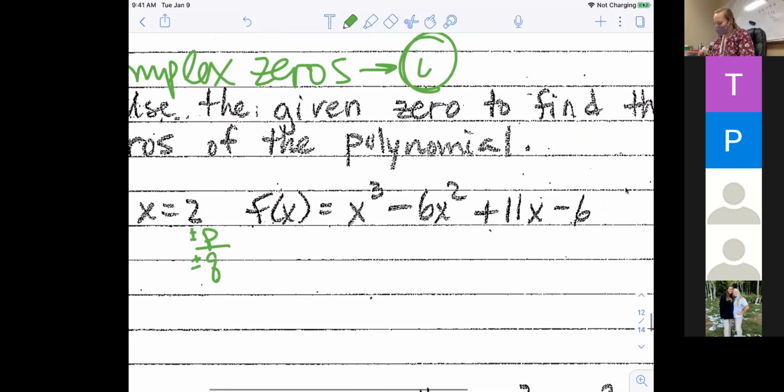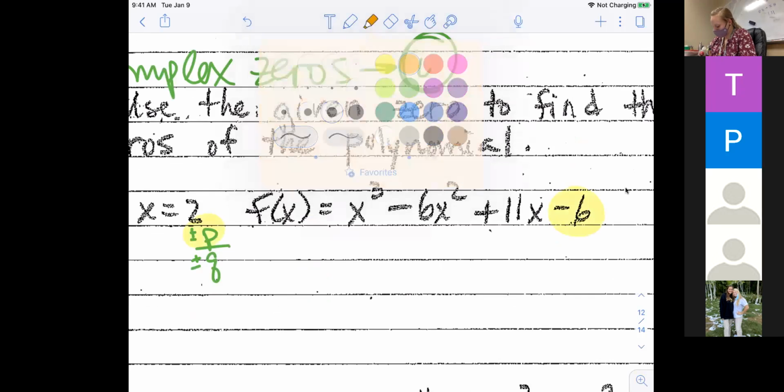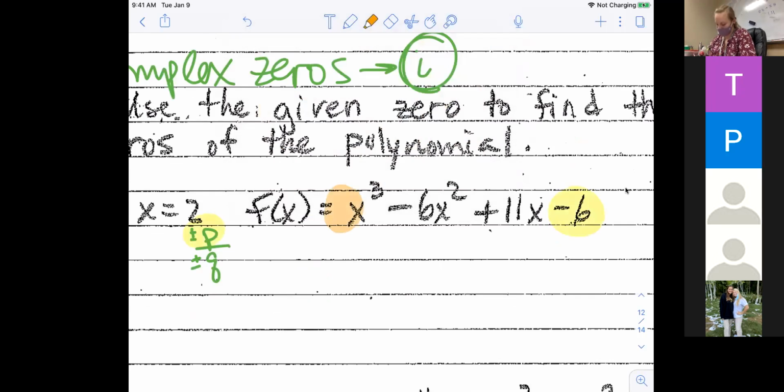To remind us, P is the constant, the number at the end. So we're going to write all of the factors of the constant divided by all of the factors of my leading coefficient. That's my Q. So not all of these will work. It's just a list of possible ones. And from that list of possible ones, we're going to find what does work.